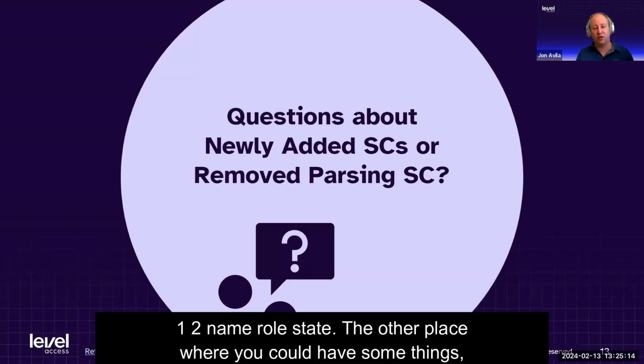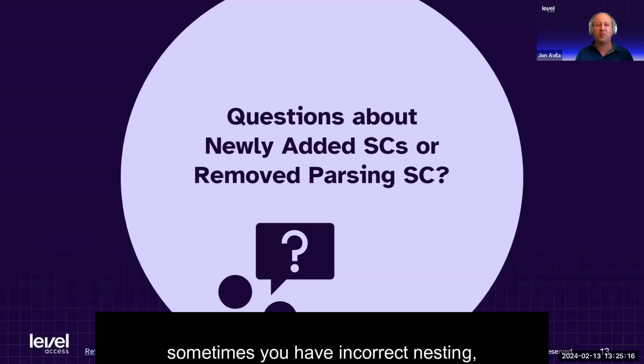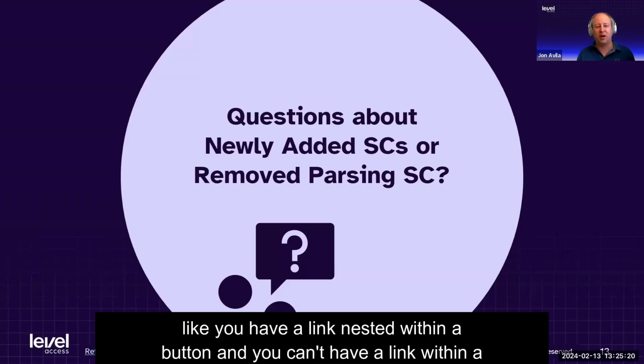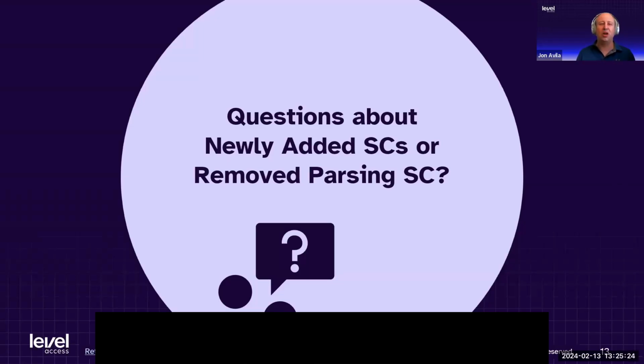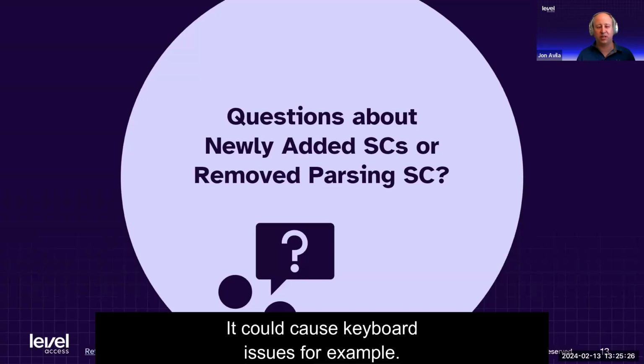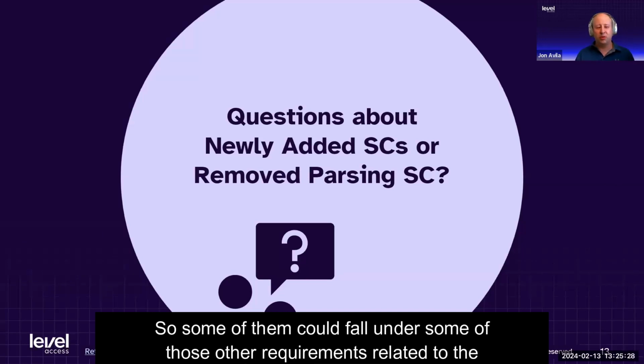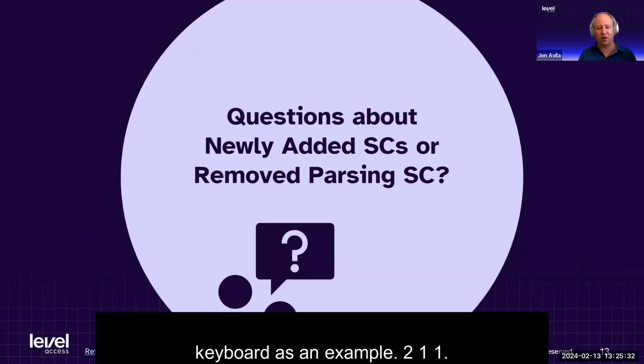The other place where you could have some things is sometimes you have incorrect nesting, like you have a link nested within a button, and you can't have a link within a button because it causes all sorts of issues. It could cause keyboard issues, for example. So some of them could fall under some of those other requirements related to the keyboard, as an example, 2.1.1.